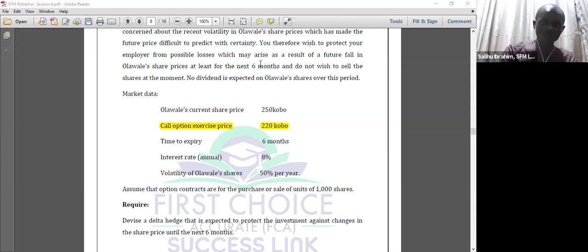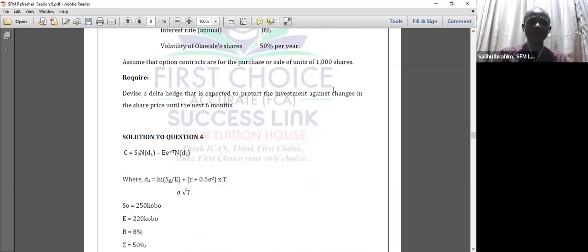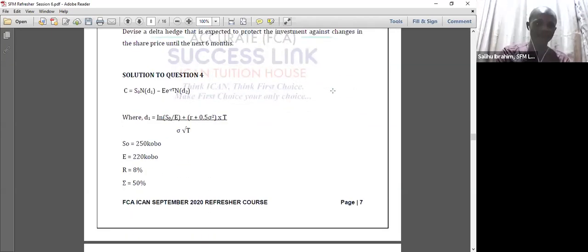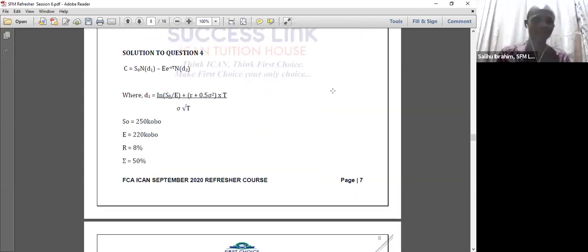So the first thing I need to do is compute delta of call, because for you to delta neutral hedge, you need delta, isn't it? For you to compute delta of call, you need the Black-Scholes option pricing formula. So I need N(d1). I don't even need the price formula because I'm not computing the price of the call. Am I computing the price of call? No. What I'm computing is N(d1). So I can start from d1.